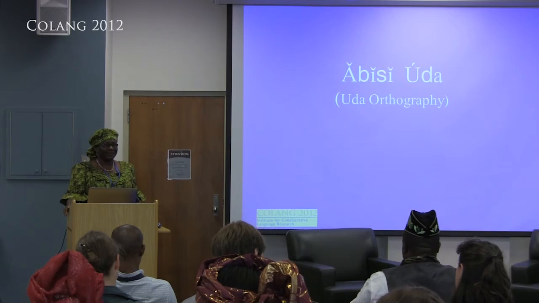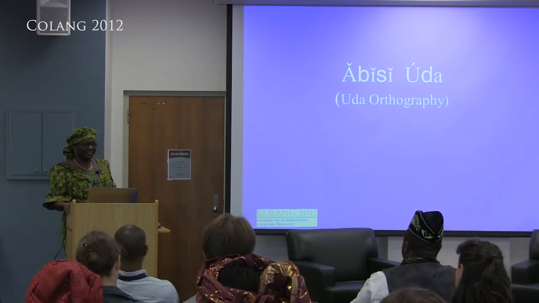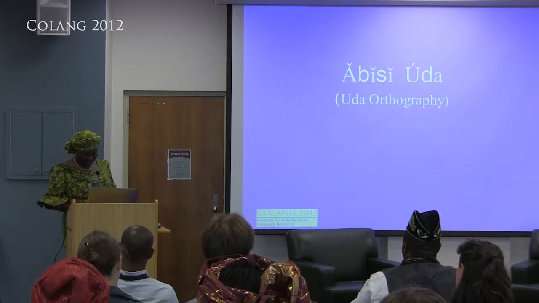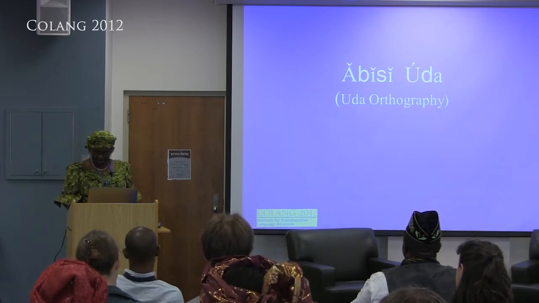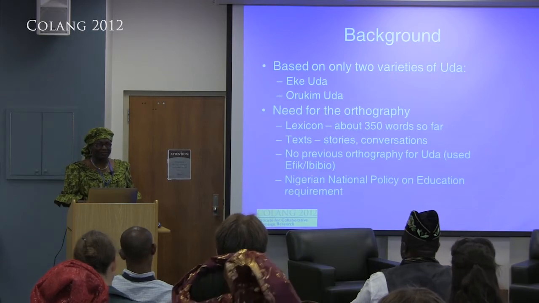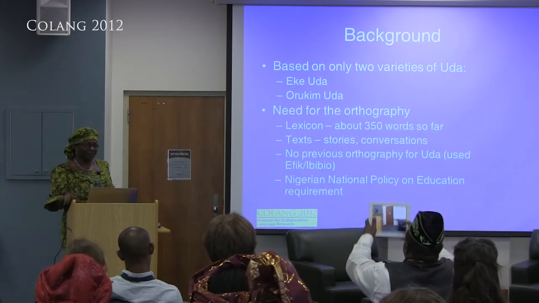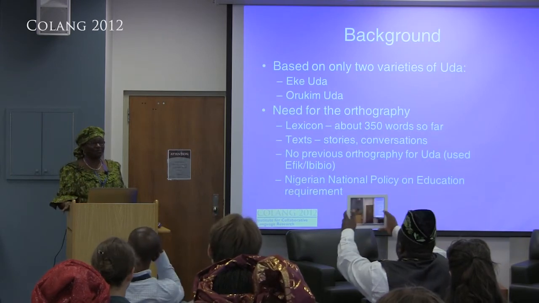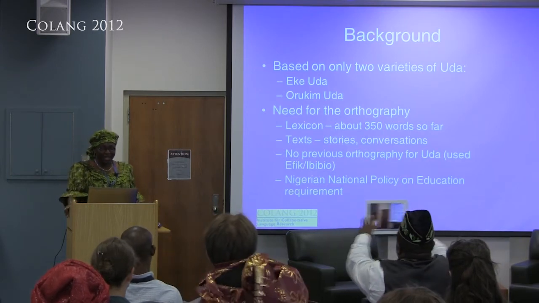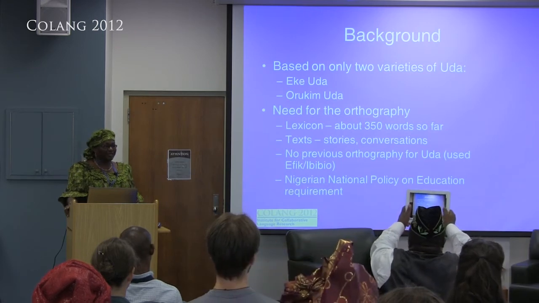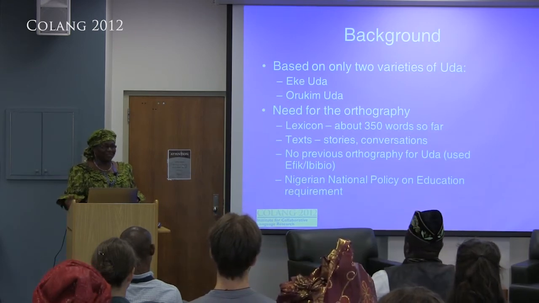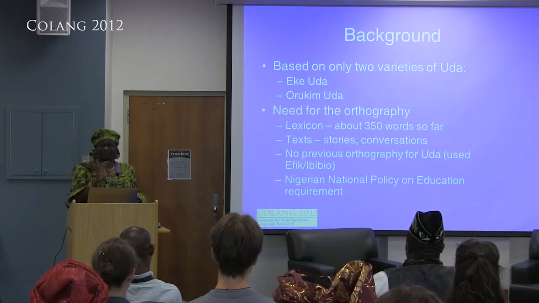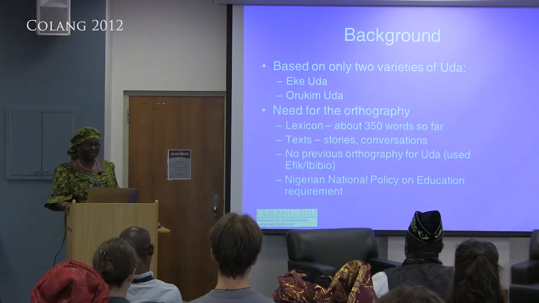What I've just said is that I'll be talking about Uda orthography, which is called Abis Uda, as I've already told you. The background to this has already been given, but I'd like to repeat some of the information that she gave, which is relevant to this part of the talk. I'd like to say that this orthography is just the beginning, and it is based on just two varieties of the language, of the varieties of the Uda.